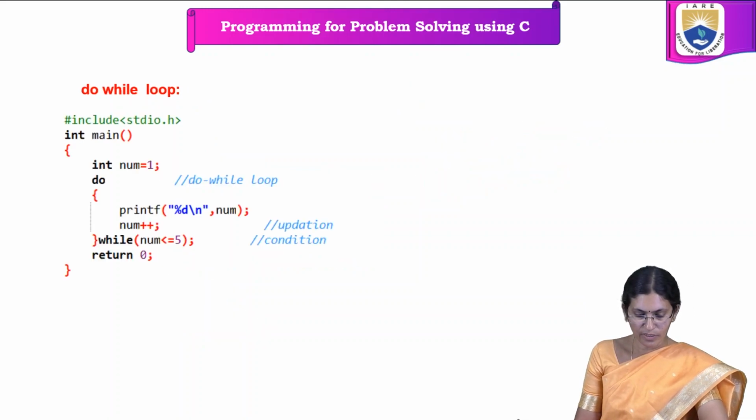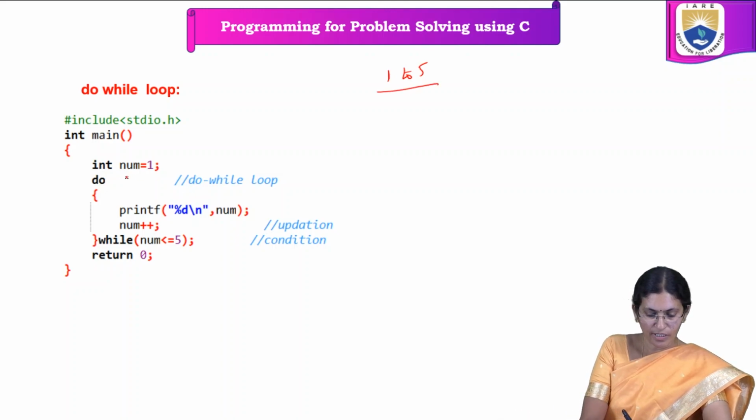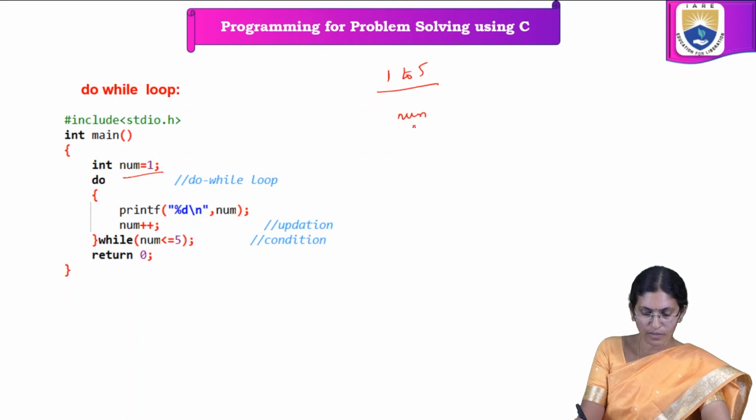Now let us see one program for this. Let us write a program to print the numbers from 1 to 5 by using the do while loop. First we need to initialize the variable. So we have taken a variable num, num is equal to 1. So we have initialized the value of num with 1.